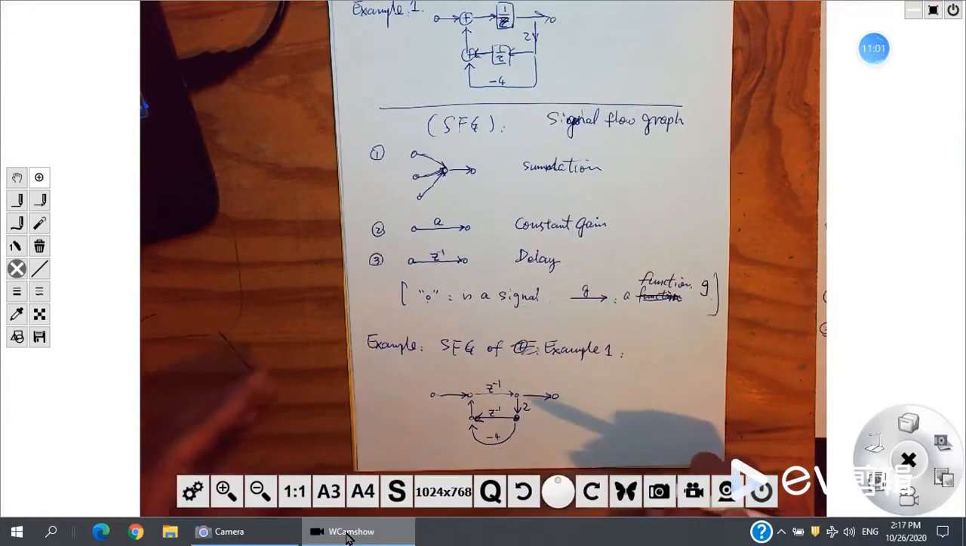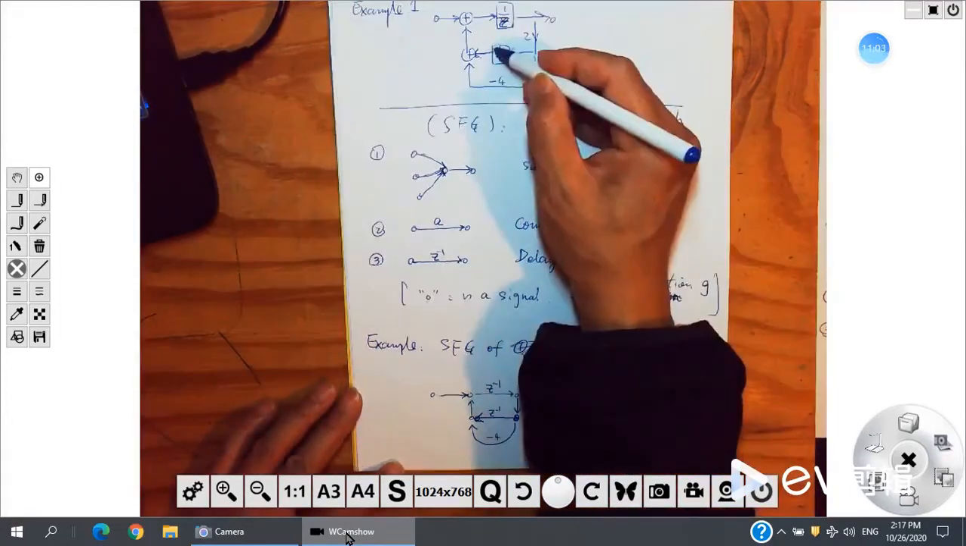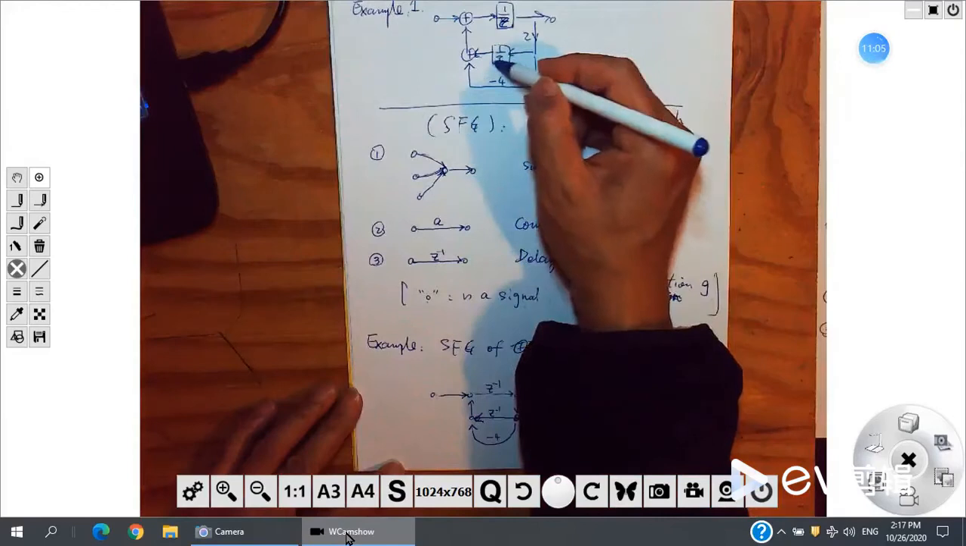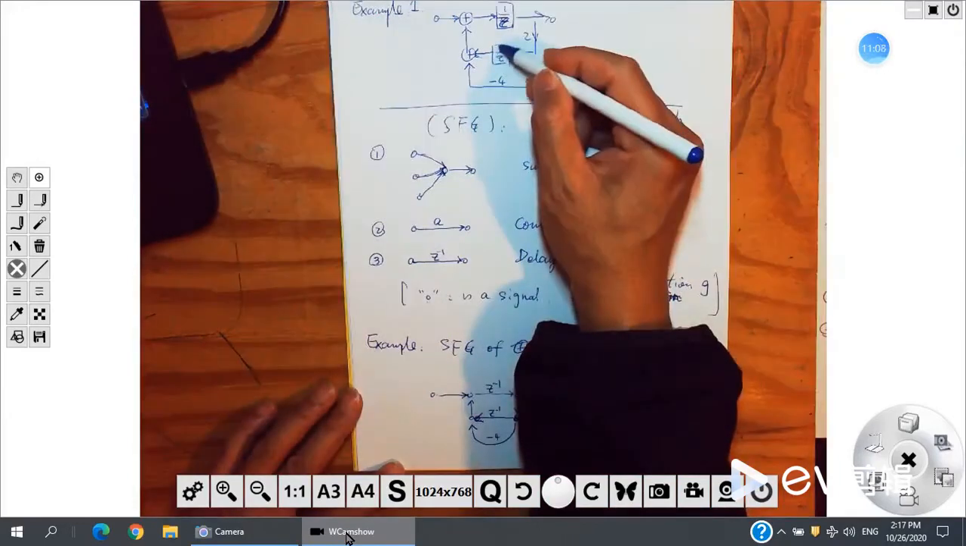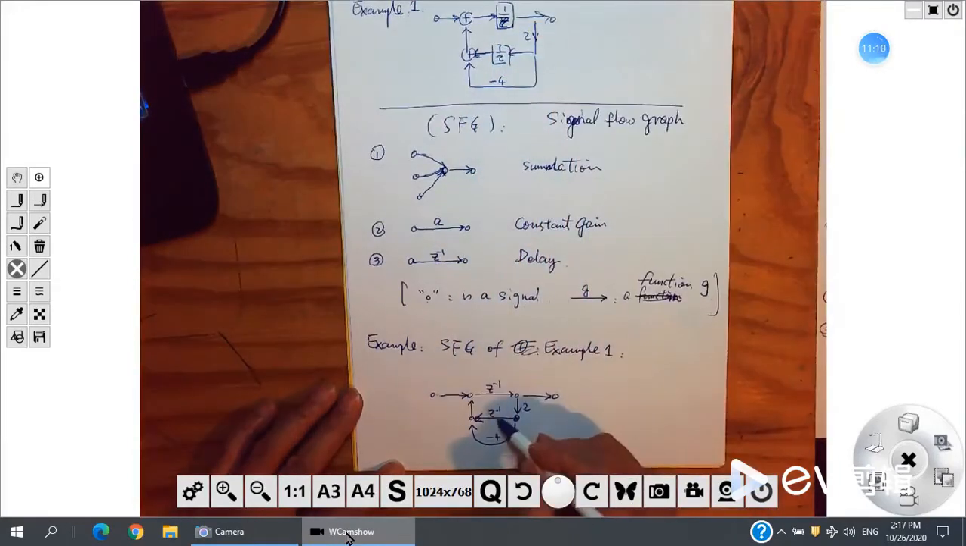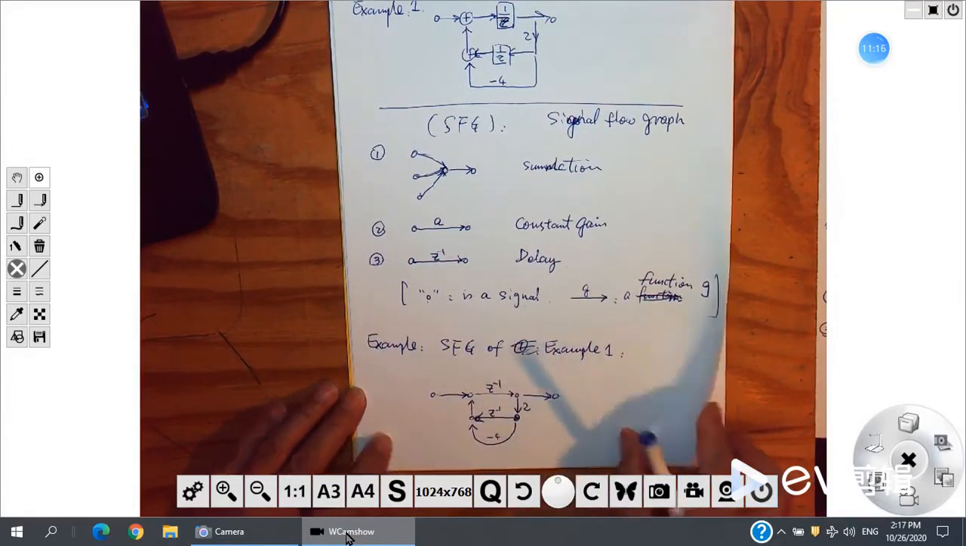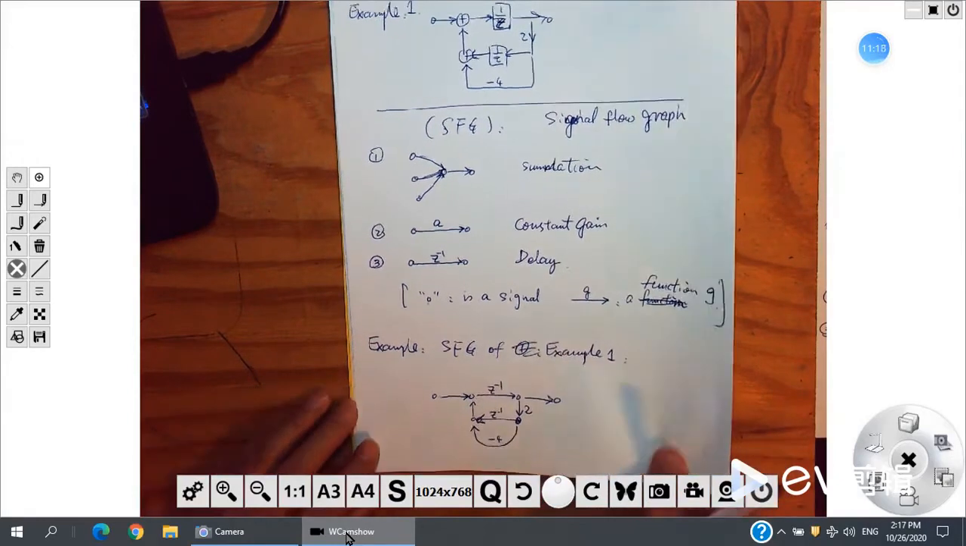Yeah, looks also similar. Just here you need a rectangle to cover these 1 over z. Here you just put 1 over z here, z to -1 here. You don't need to put a block around it. Okay, so this is the structure.